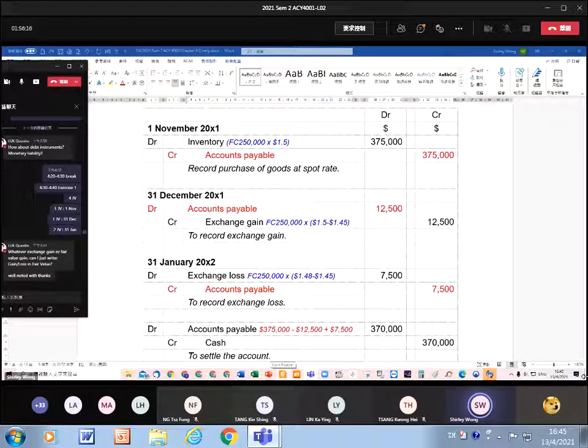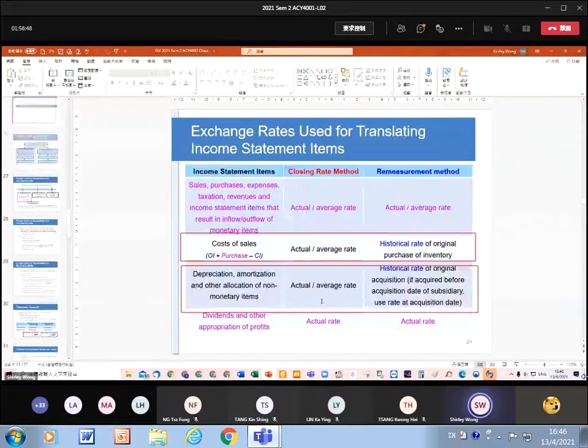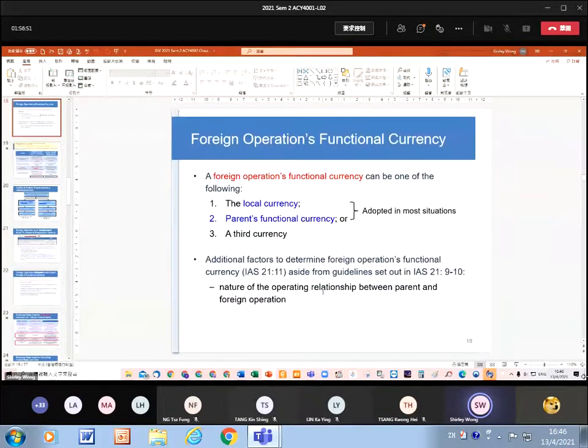Okay, so if you do not have any questions on the transaction exposure, we will move to translation exposure. Translation exposure. So let's go back to our PowerPoint slide, slide 19. Okay, so let's go back to slide 19. We have just stopped in slide 18, right?